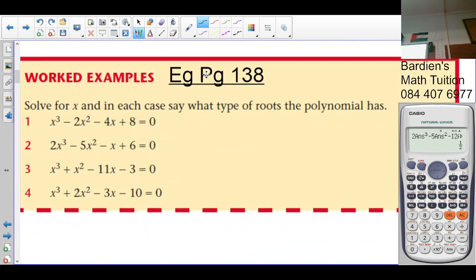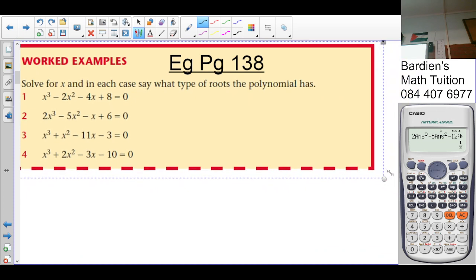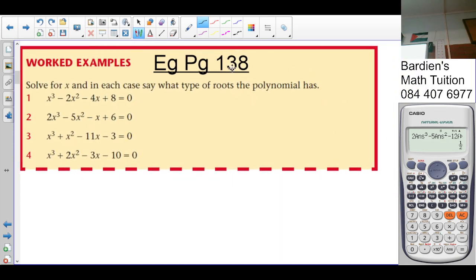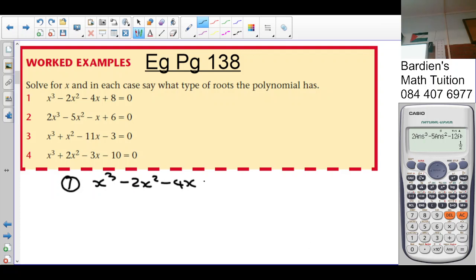Now we're looking at the worked examples on page 138. The question says solve for x and in each case say what type of root the polynomial has. Okay? Solve for x and in each case say what type of root the polynomial has. So let's look at the first one. Okay? So we got x cubed minus 2x squared minus 4x plus 8 equals 0.